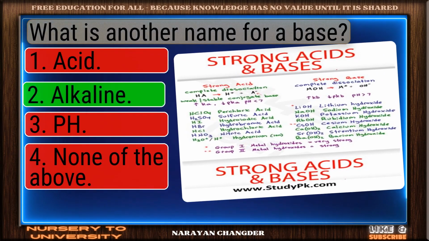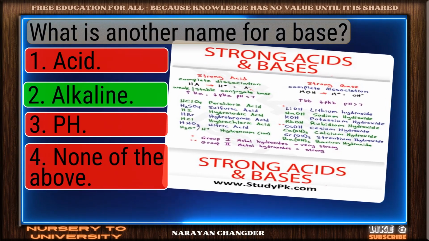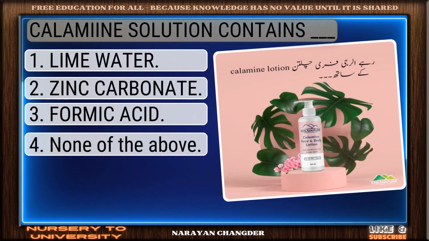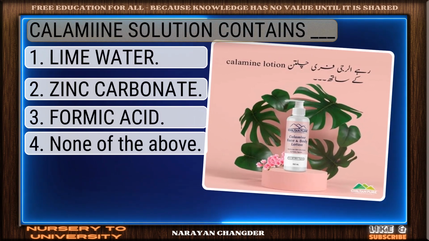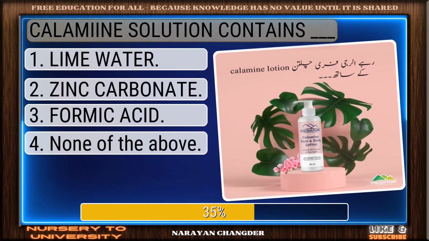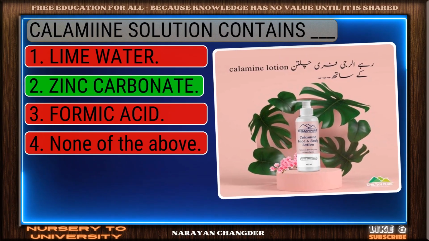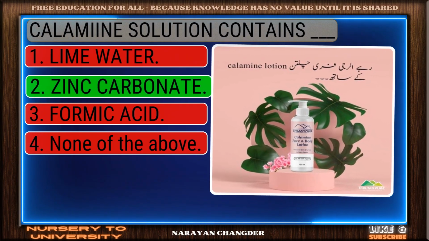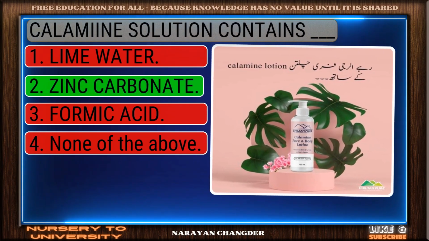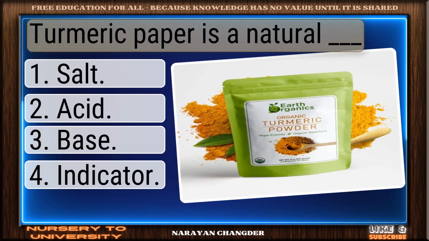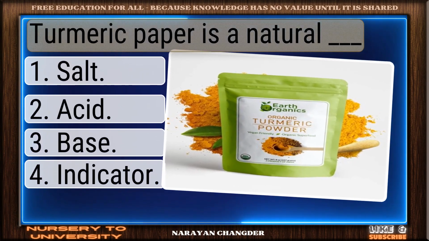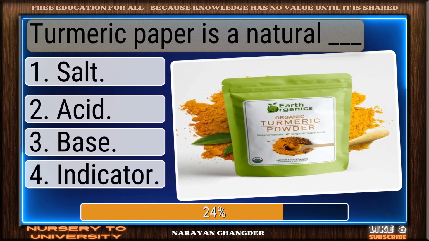Well reasoned. Alkaline is the correct choice. Question number 112. Calamine solution contains dash? Correct response. Zinc carbonate is the most accurate answer. Question number 113. Turmeric paper is a natural dash?